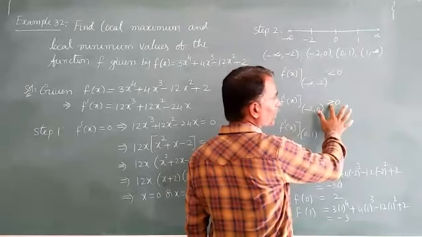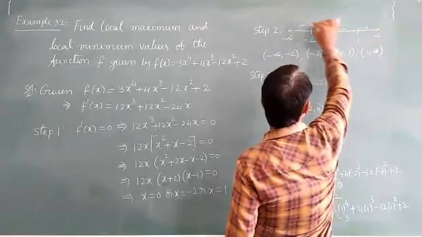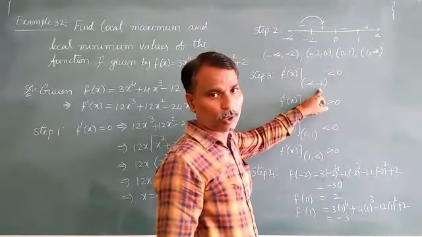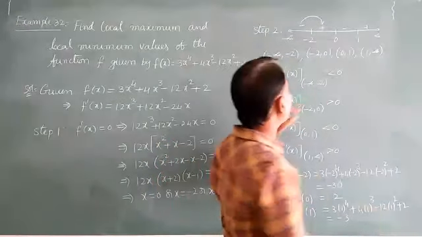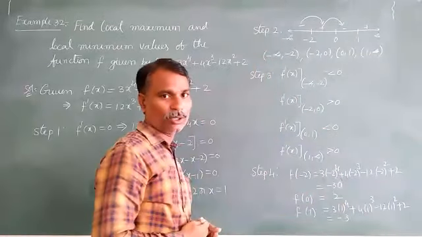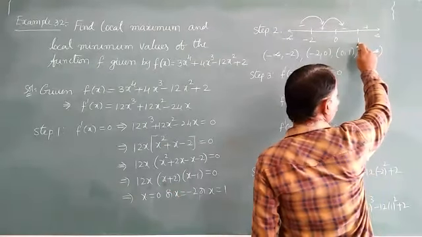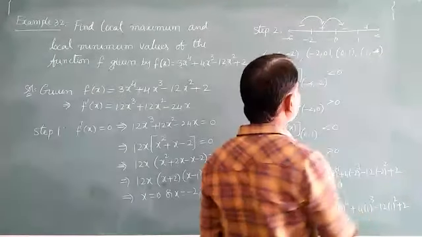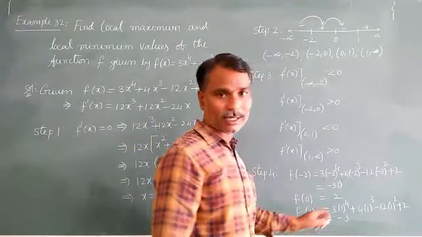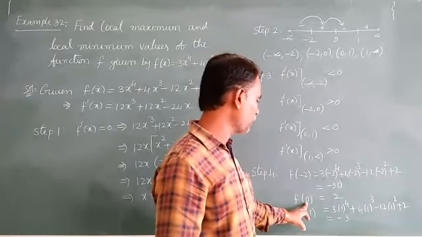Minus to plus at minus 2 means a local minimum point will come, that is minus 2. And plus to minus means maximum, that means at 0 a maximum point will come. Again, minus to plus at 1 is a local minimum. So here minus 2 and 1 are both local minimum points, and 0 is the maximum.